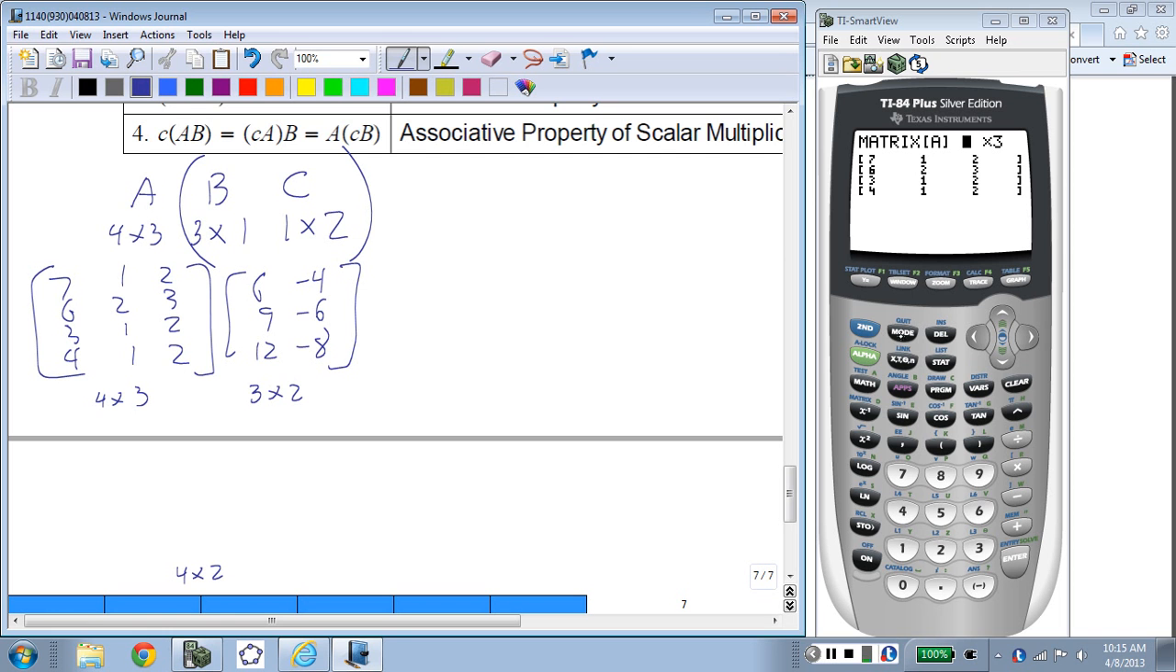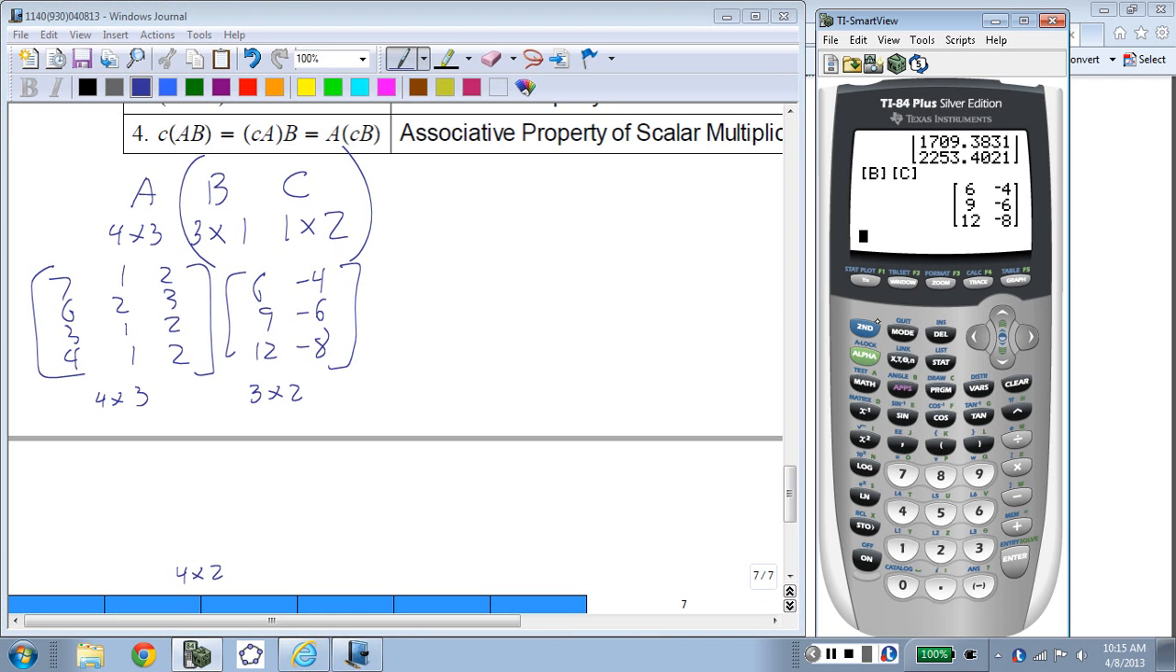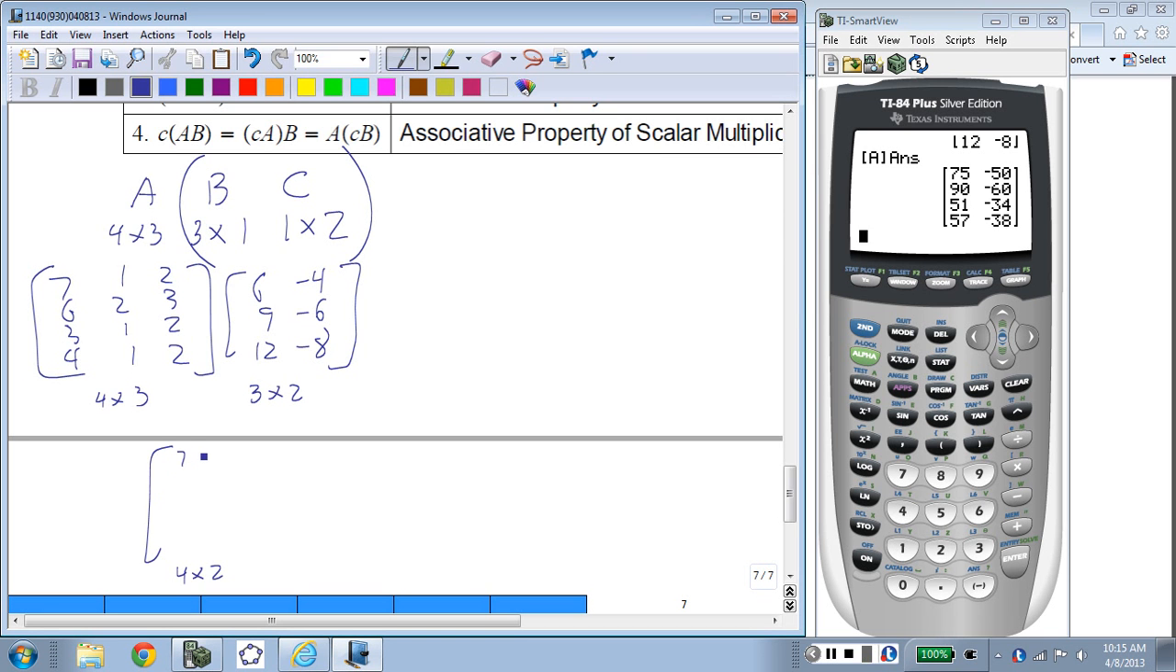So how could I have the calculator do this? Basically, if I take second matrix A and I multiply by the answer, the answer is 6, -4, 9, -6, 12, -8. It'll give me this 4 by 2 matrix, the 4 rows and 2 columns: 75, -50, 90, -60, 51, -34, 57, -38.